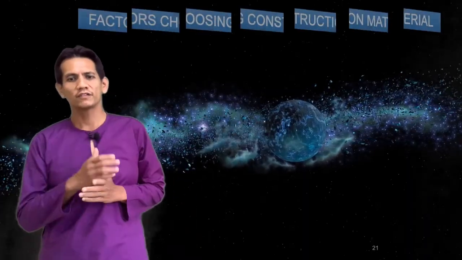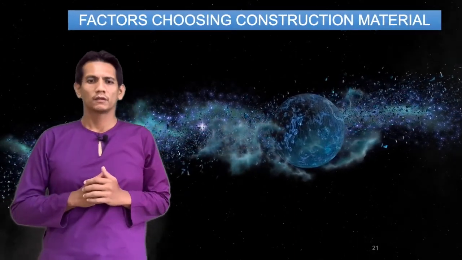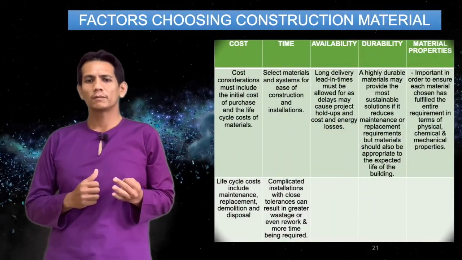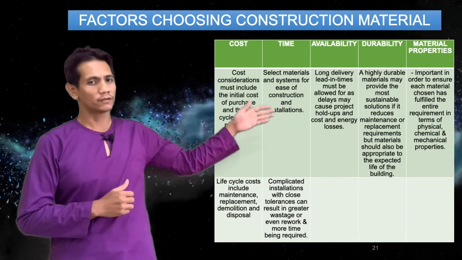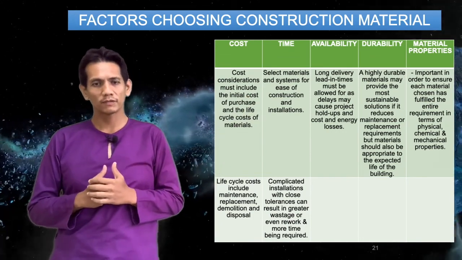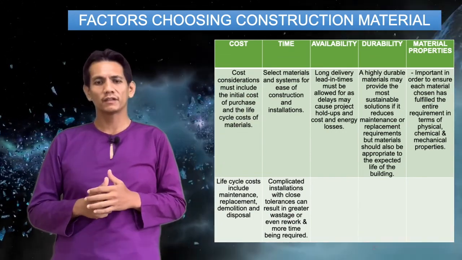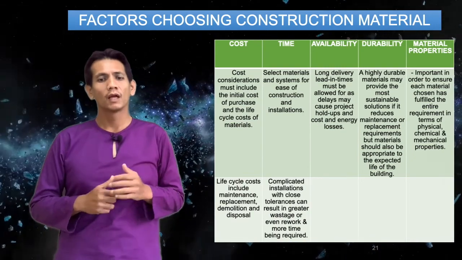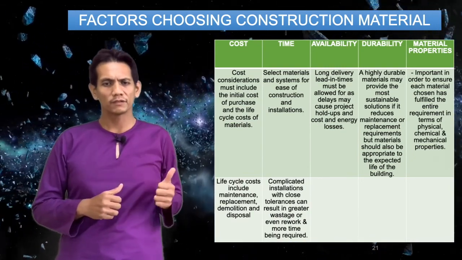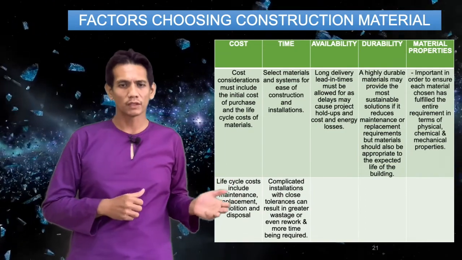Okay, factors choosing construction material. So we have cost, time, availability, durability, and material properties. So the first one, cost. Cost calculation must include the initial cost of purchase and the life cycle cost of materials. Life cycle costs include maintenance, replacement, demolition, and disposal.